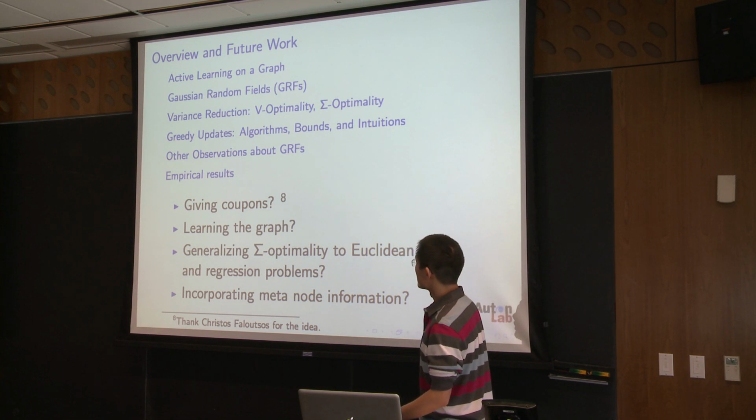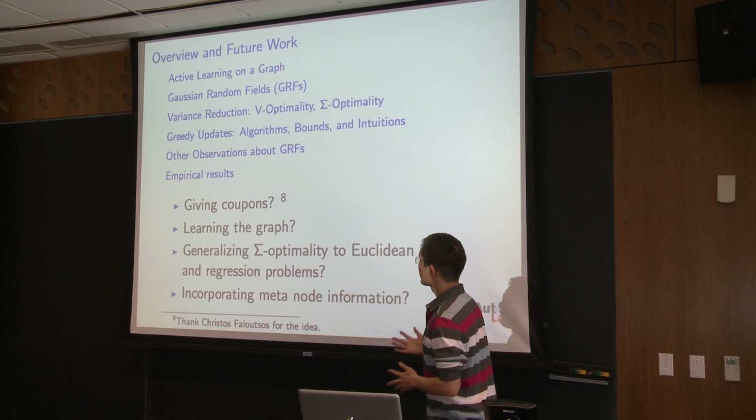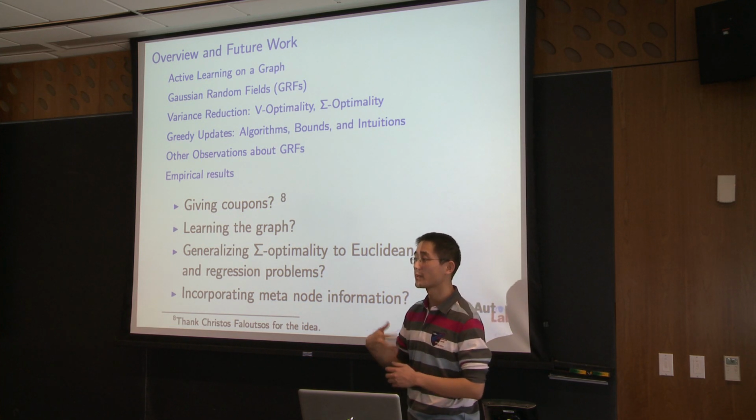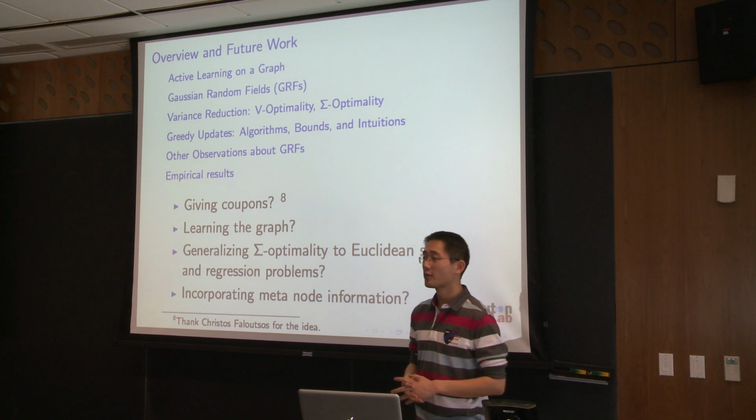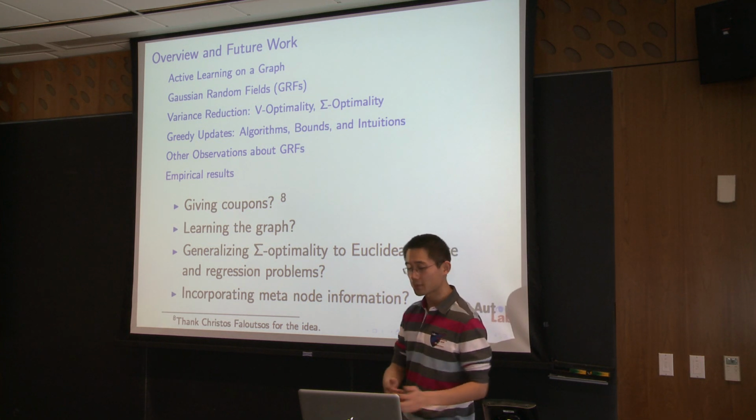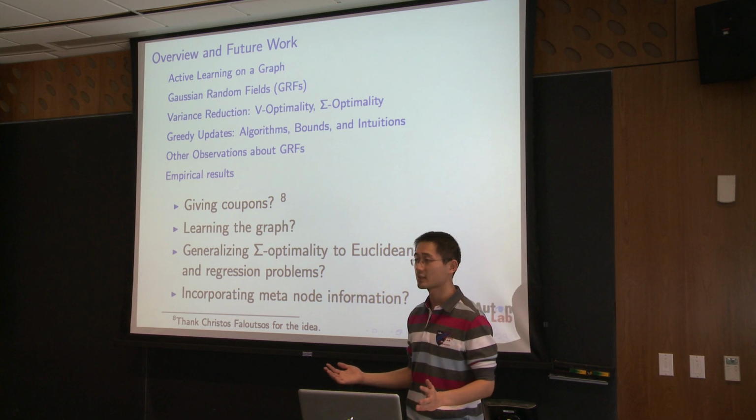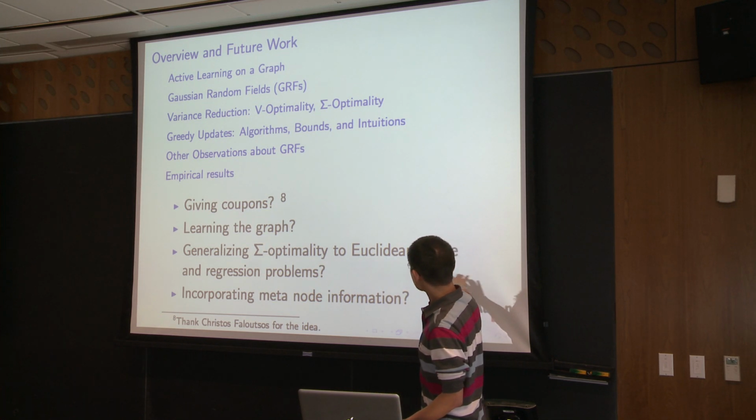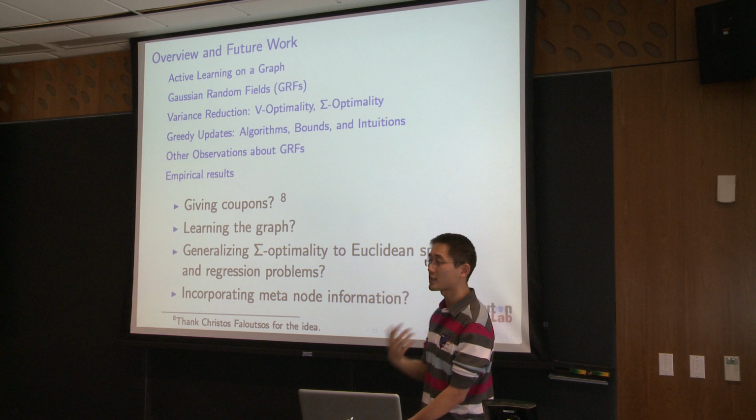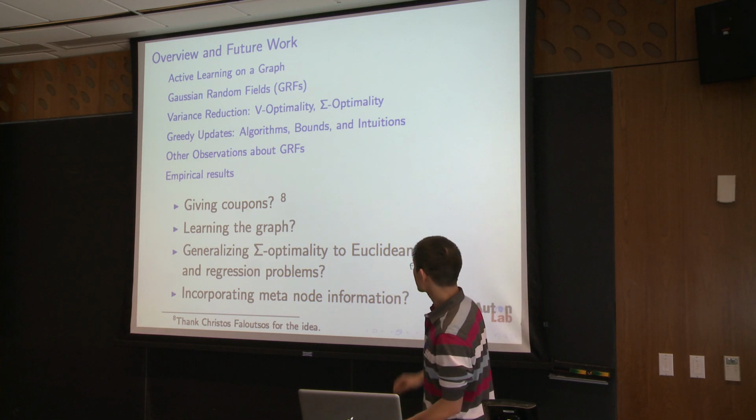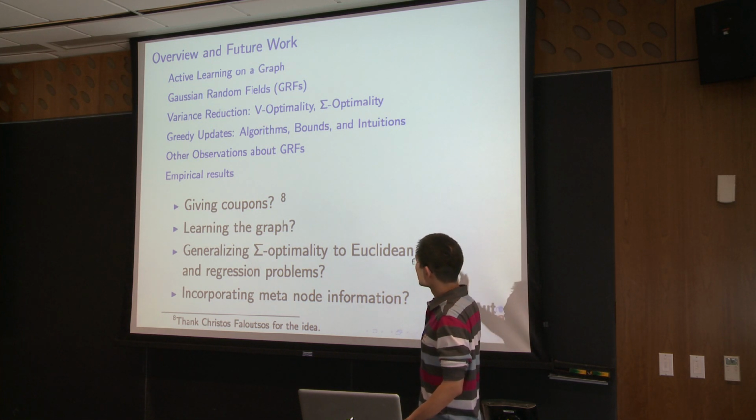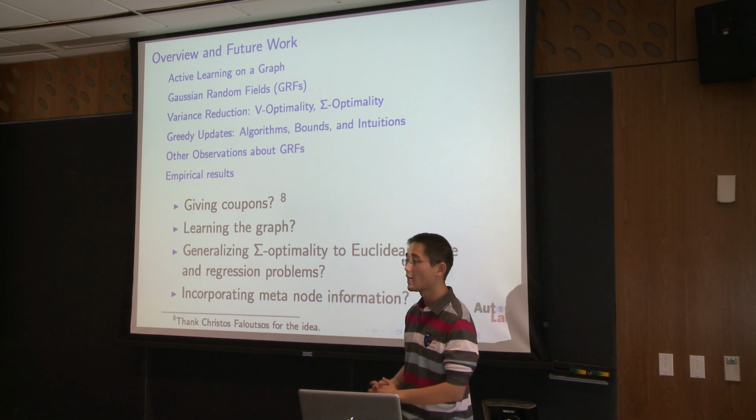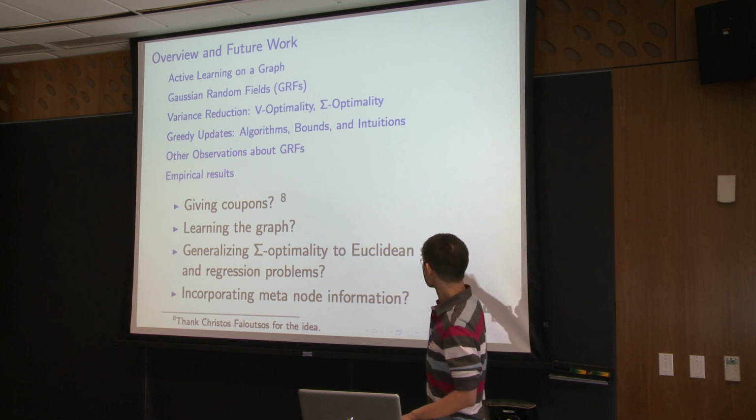And since we have come up with this sigma optimality, which is basically just a general rule for active learning or experiments design in the statistics language, is it possible to expand this to Euclidean space and regression problems? Here, the key thing is to learn a good graph out of a Euclidean space. And we haven't really thought about how to do this.